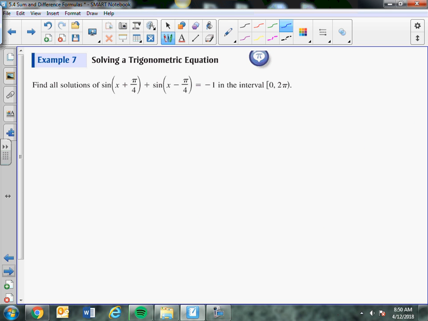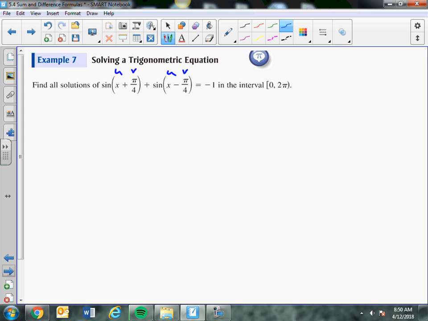Okay, example 7. A little more complicated on this one. You're going to want to leave yourself some room. It tells you that the interval is between 0 and 2 pi, so you don't have to continue or account for the continuality of this. So I'm going to use both of these. I'm going to use the sine sum formula. I'm also going to use the difference formula. So this one is a u, and that's a v, and then the same goes for the subtraction.